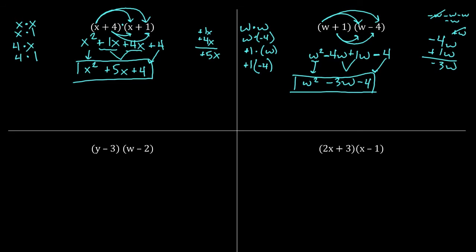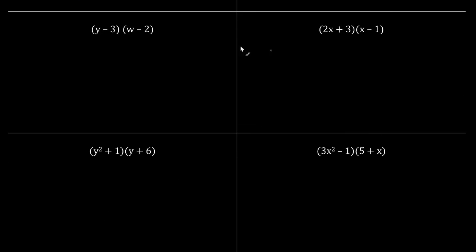Okay. Let's continue. So we have y minus 3 times, oh, this should be a y. Let's change this to y. y minus 3 times y minus 2. So both of these terms, y and minus 3, times both of these terms, y and minus 2.